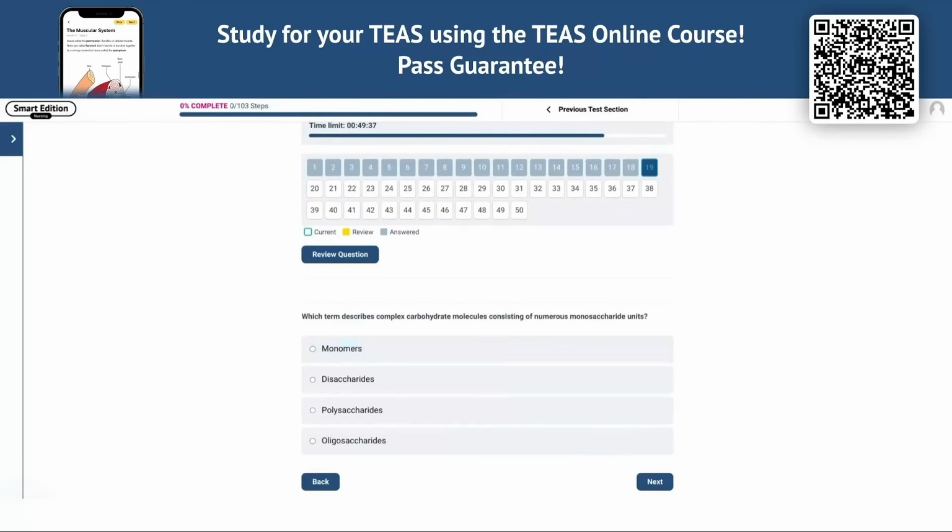Which term describes complex carbohydrate molecules consisting of numerous monosaccharide units? Is it monomers, disaccharides, polysaccharides, or oligosaccharides?